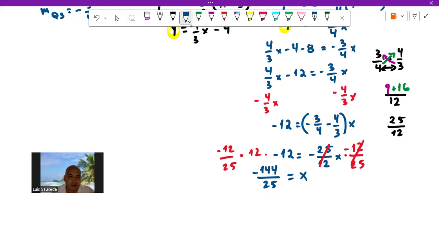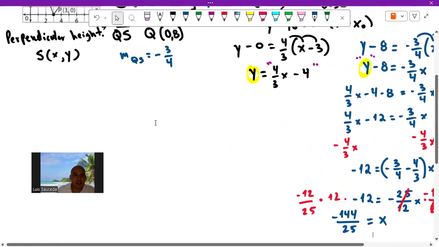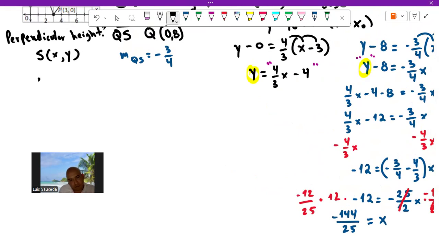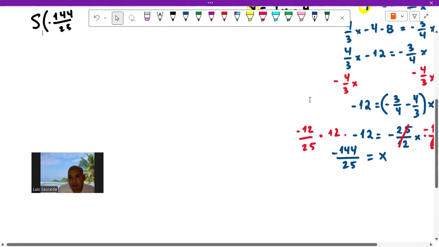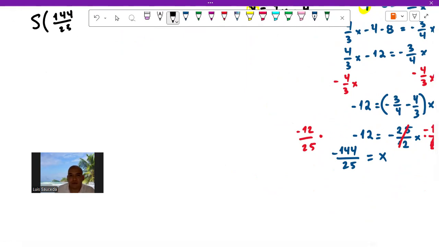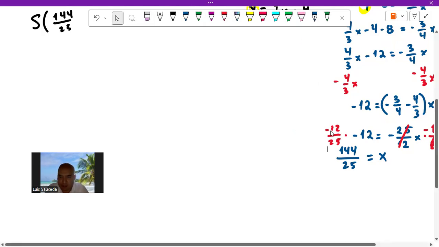Now, if you want to simplify, you can just type it on the calculator and reduce it. So there we have it. Our x coordinate for S is going to be 144 over 25. Oh, and by the way, it should be positive, because remember, it's a negative times a negative. I don't know why I put another 12 there. There you go, that looks a little better. So that should be positive because it's a negative times a negative. I have no idea why I put the other 12 there.